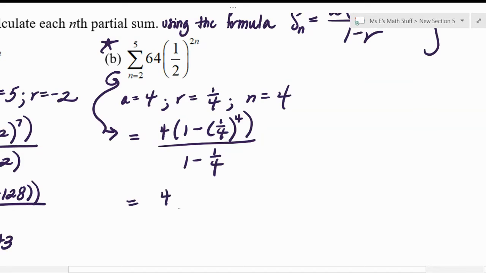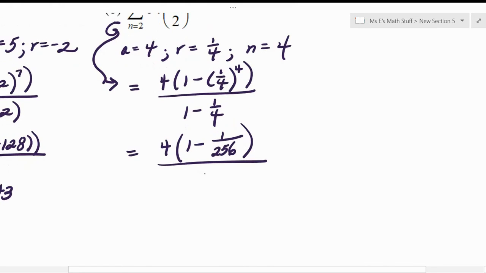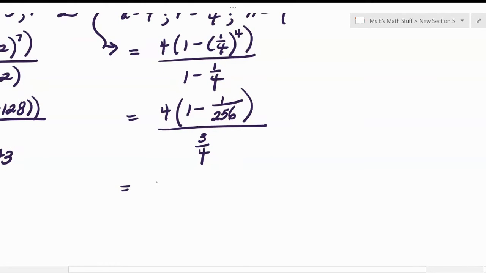Now let's simplify it as we go. We'd have 1 minus 1/4 to the 4th. I know 4 squared is 16, and 16 times 16 is 256, so we'd have 1 over 256. And then all over 1 minus a 4th, which is 3/4. Now we'd have 4 times 1 minus 1/256, which is 255 over 256, and you're dividing the whole thing by 3/4, which is the same as multiplying by 4/3.